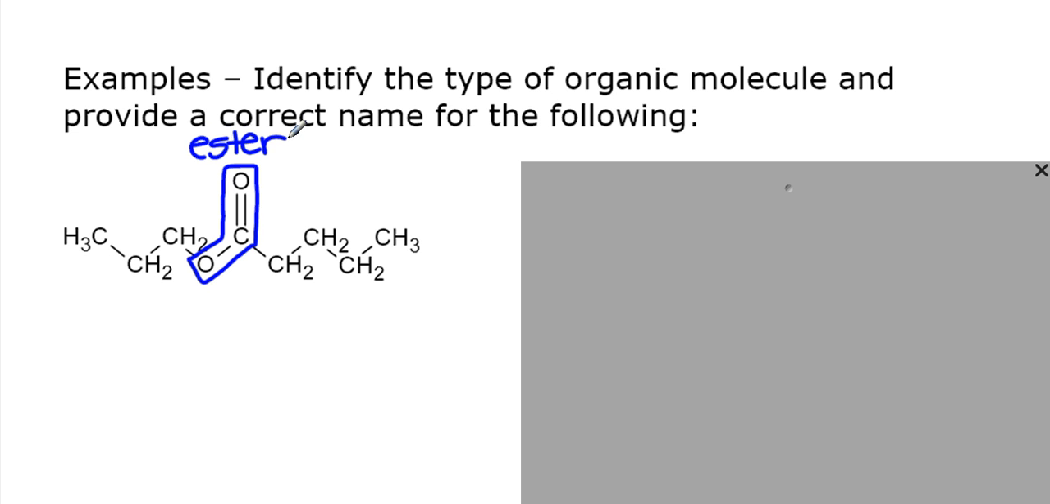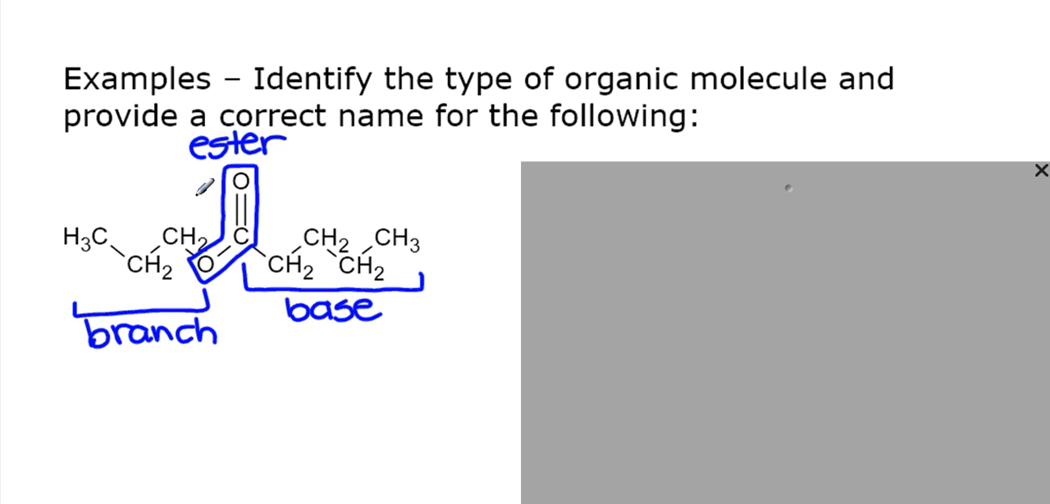Once you know you have an ester, you have to think about the naming rules. There's 2 parts to an ester. One part has to do with what's attached to the carbon double bonded to oxygen. This is going to be your base chain or your root chain. And then the other part is the part that's attached to the oxygen over here. This part over here is going to be your branch.